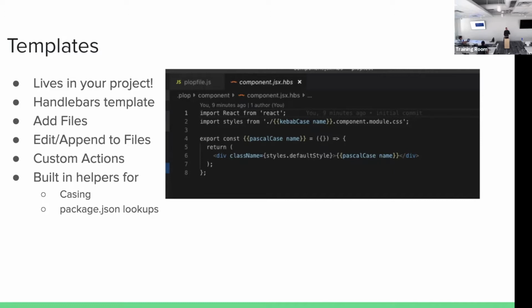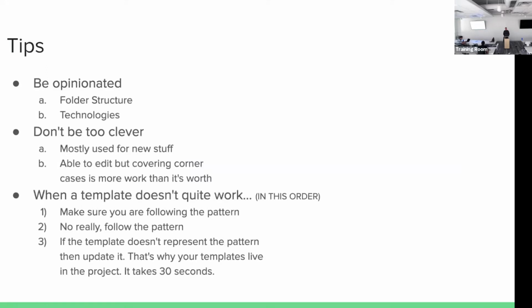We already mentioned you can add to files, you can edit or append to files. You can create custom actions. So if you want to get really fancy, you can write a node script and you can tell it exactly what to do. You probably don't need to, but if you really want to, you can. There's built-in helpers for casing, package JSON lookups, all that kind of stuff.